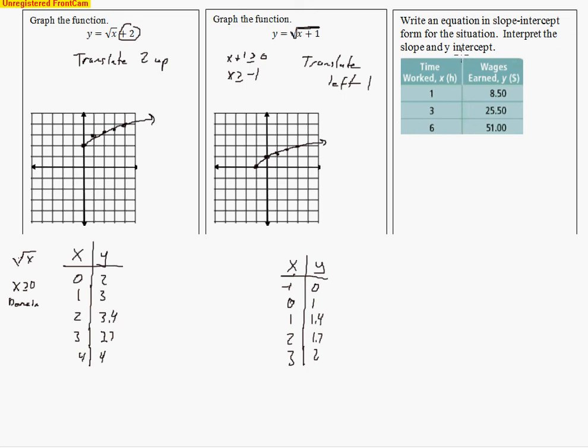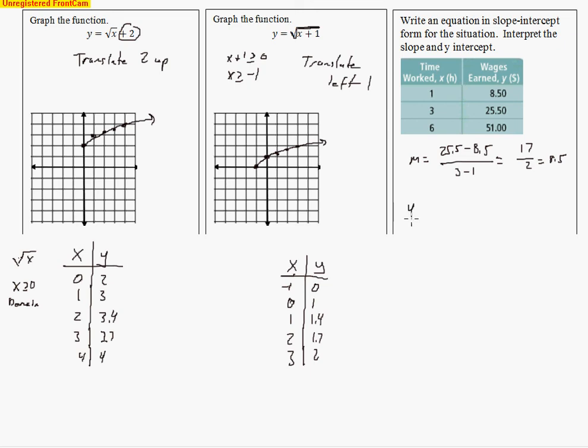So our next problem is going to be one in which we have to write an equation in slope-intercept form. So the first step is to find the slope of the line. So I'm going to do 25.5 minus 8.5 and divide by 3 minus 1. And so I go ahead and do that subtraction, and that gives me 17 over 2. That's going to give me 8.5.